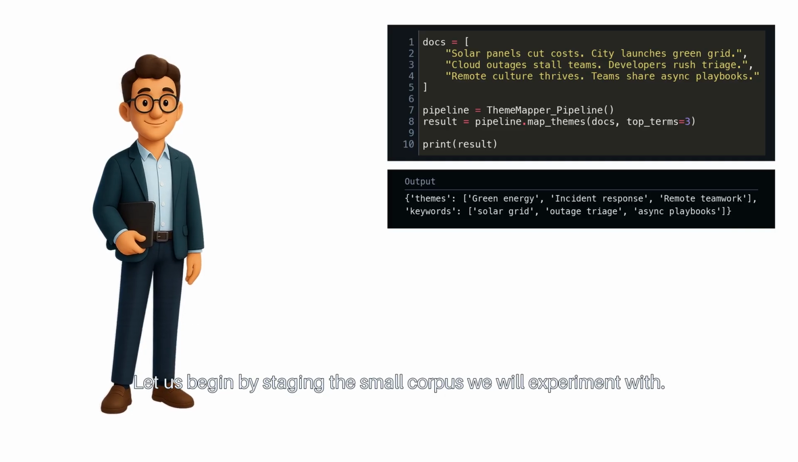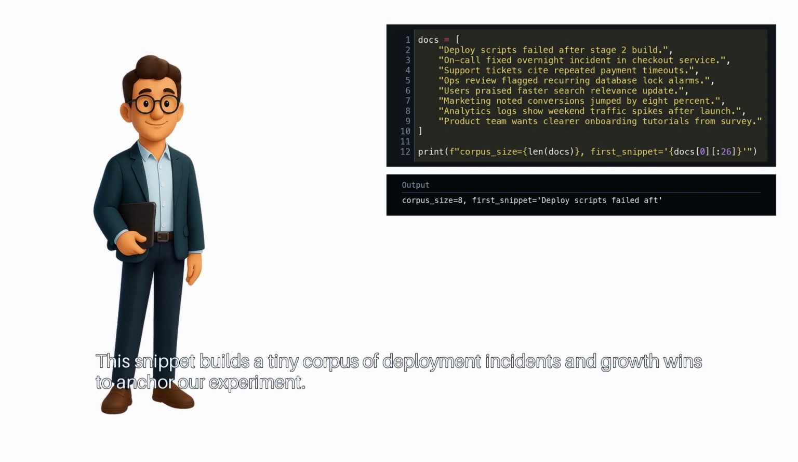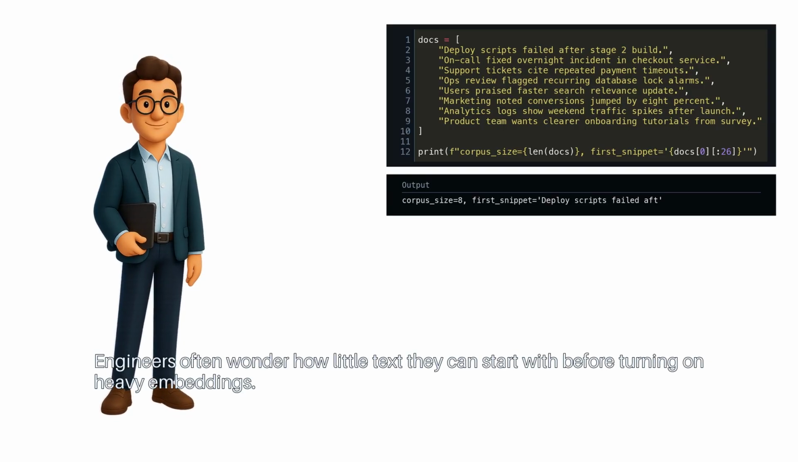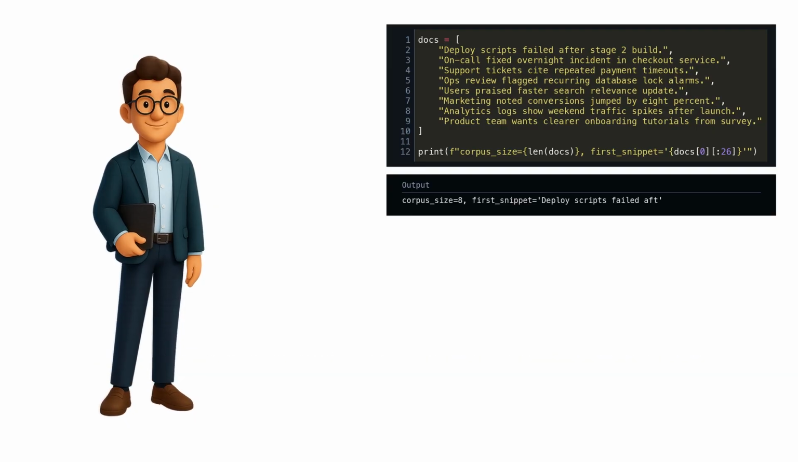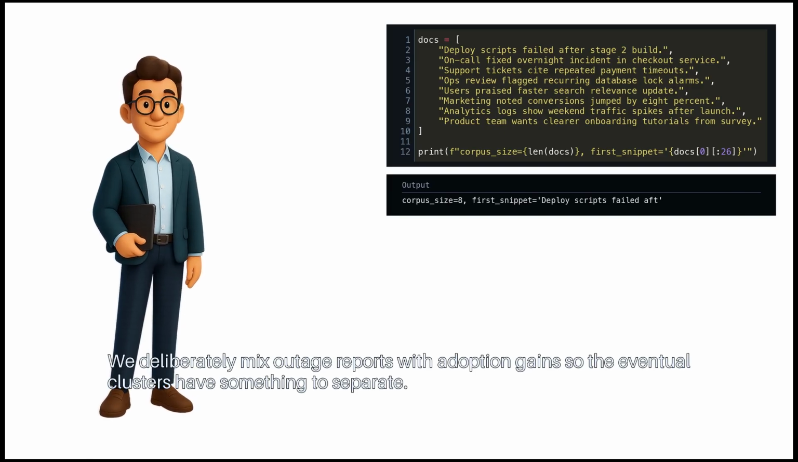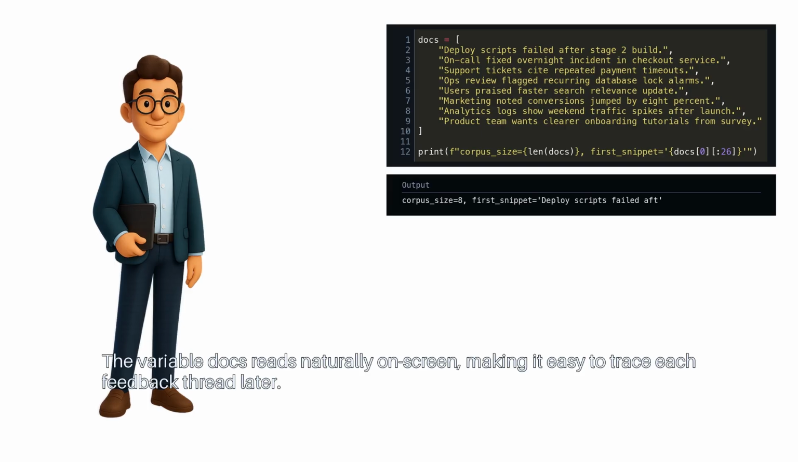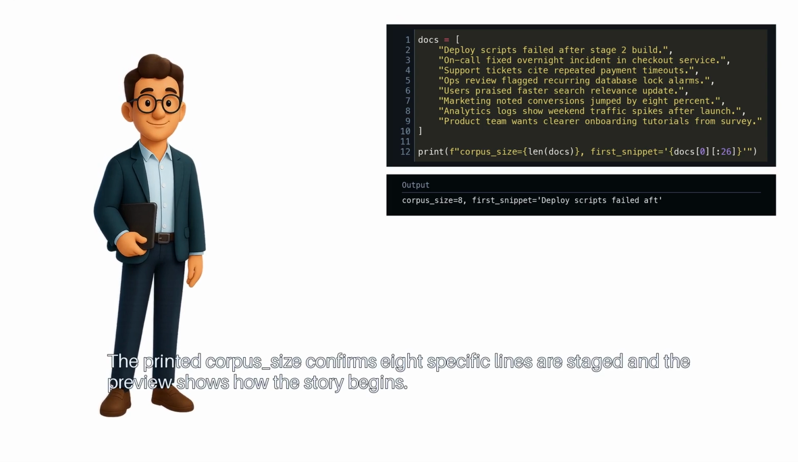Let us begin by staging the small corpus we will experiment with. This snippet builds a tiny corpus of deployment incidents and growth wins to anchor our experiment. Engineers often wonder how little text they can start with before turning on heavy embeddings. We deliberately mix outage reports with adoption gains, so the eventual clusters have something to separate. The variable docs reads naturally on screen, making it easy to trace each feedback thread later. The printed corpus size confirms 8 specific lines are staged, and the preview shows how the story begins.